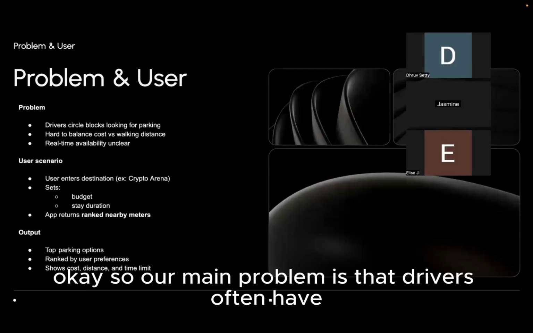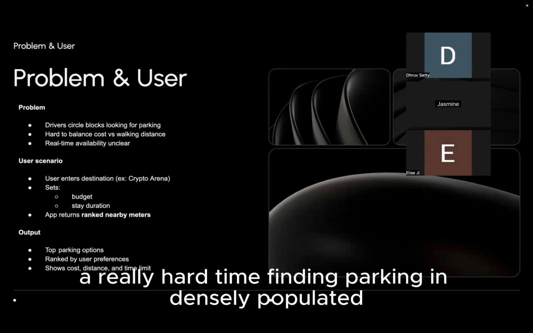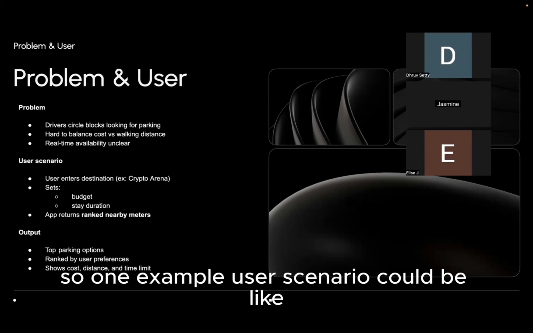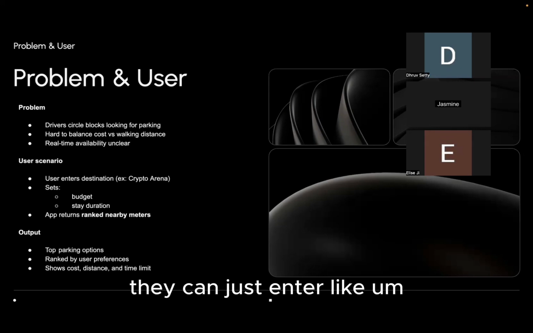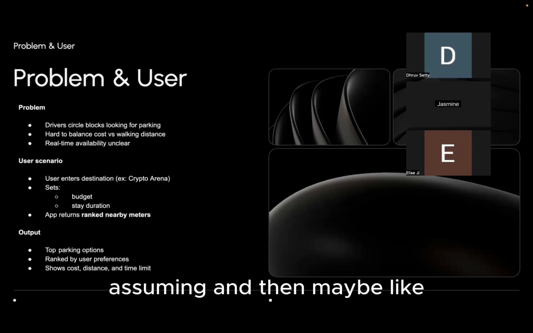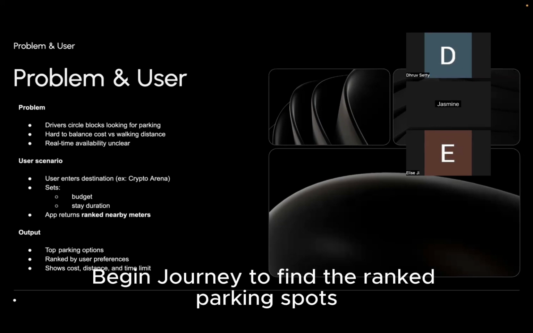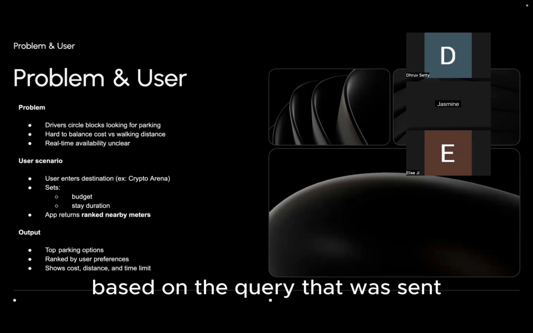Our main problem is that drivers often have a really hard time finding parking in densely populated urban areas like LA. One example user scenario could be that they want to go to an NBA game, like a Lakers game. They can just enter a place like Crypto Arena and then adjust their budget and stay duration preferences. Once they click begin journey to find the ranked parking spots, the app will return ranked nearby meters based on the query that was sent.